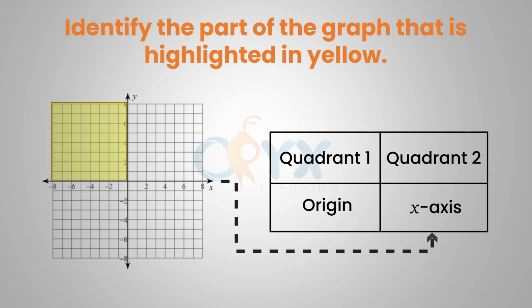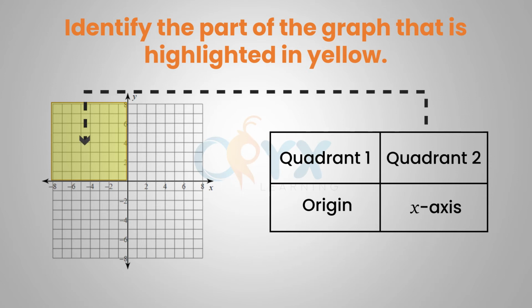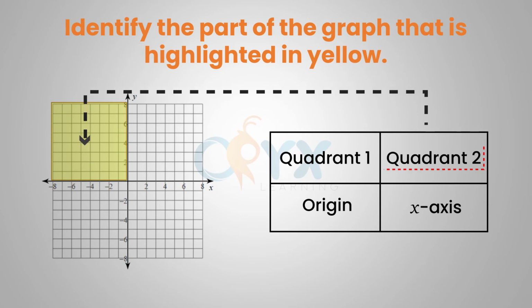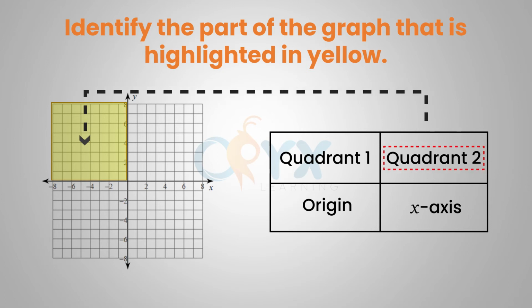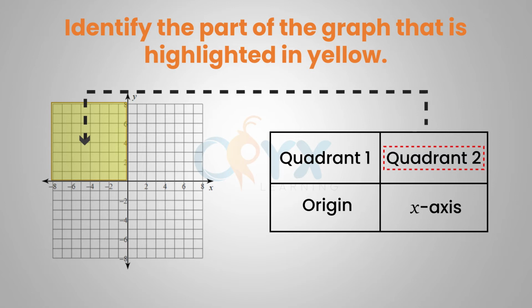The x-axis is the horizontal axis in the coordinate plane, as shown by the arrow. That's also not the highlighted portion of the graph. The highlighted portion of the graph is quadrant 2. Quadrant 2 is where the x values are negative and the y values are positive, as shown in the highlighted section.